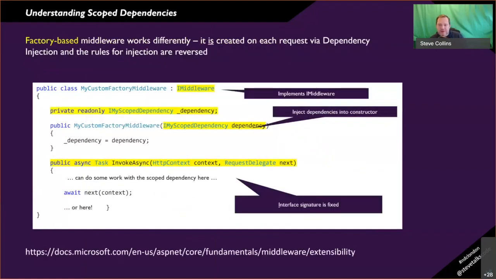In the previous example, I demonstrated how dependency injection works with the convention-based middleware. But what's less well known is that there's also an interface way of doing middleware. The interface is IMiddleware. That interface has just one method, invoke async, which has the context and request delegate passed in as parameters. As this is a fixed signature of the interface, you can't add your scoped parameters here, so you have to go back and do it in the constructor.